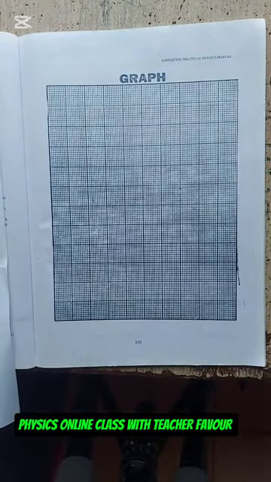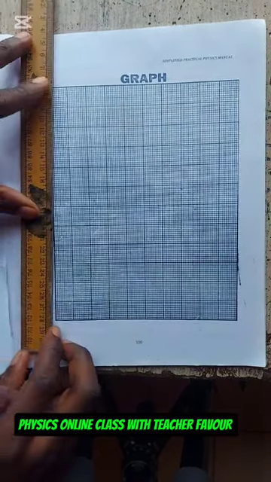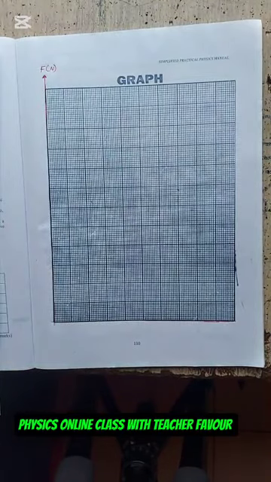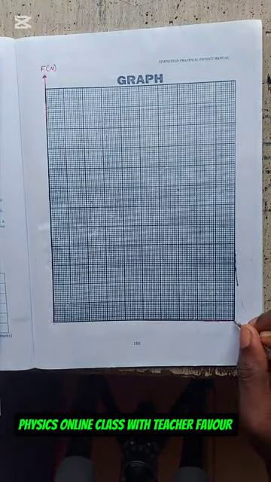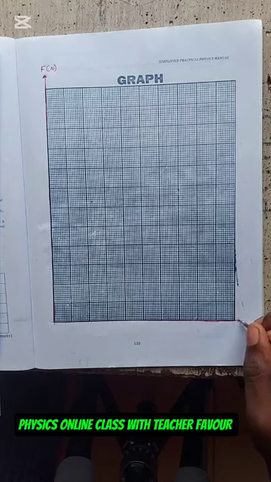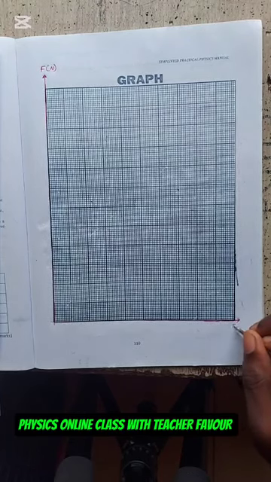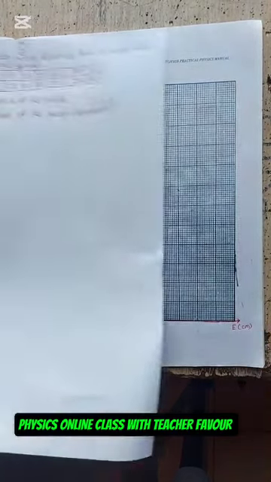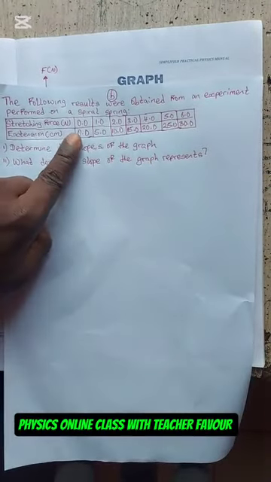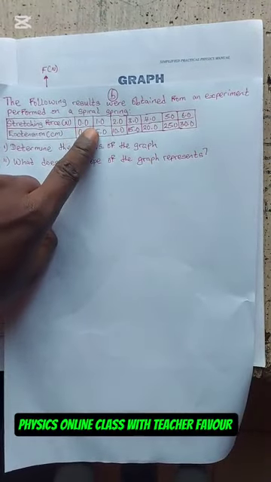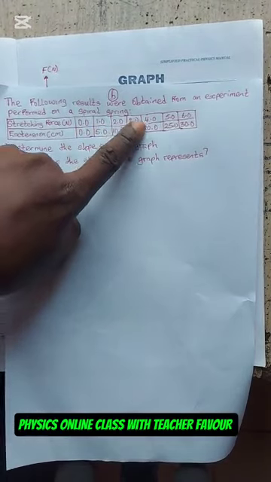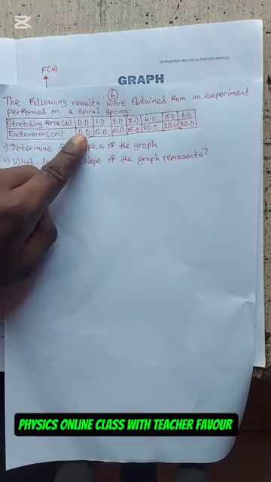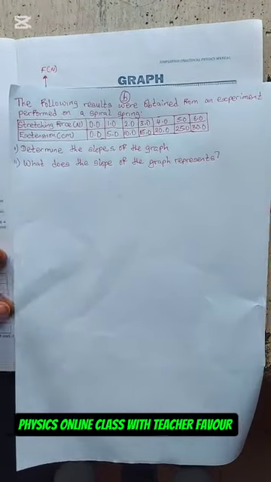So we're going to draw the two axes, force in brackets Newton. In the same way, we put an arrow here and write extension in brackets cm. The first thing we are going to do is to choose a suitable scale. Looking at this, we have 1, 2, 3, 4, 5, 6. So the highest number here is 6, while 0 stands in as the origin.